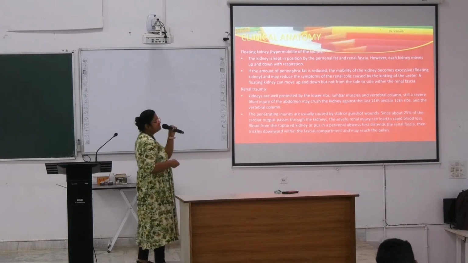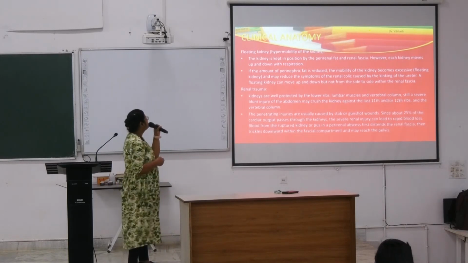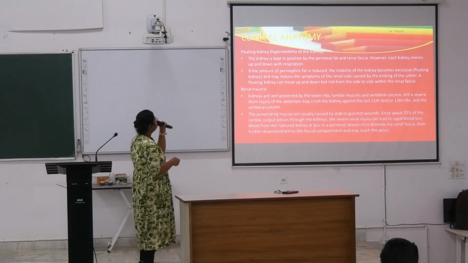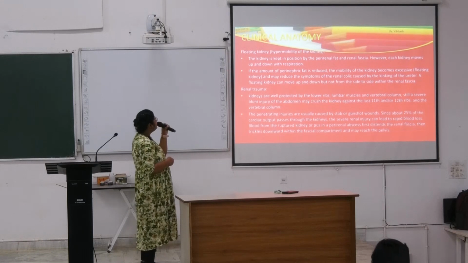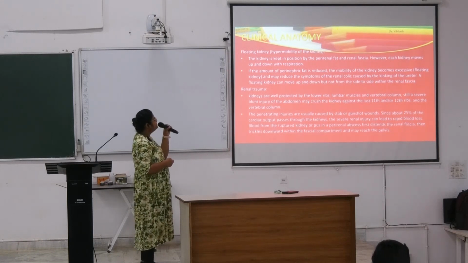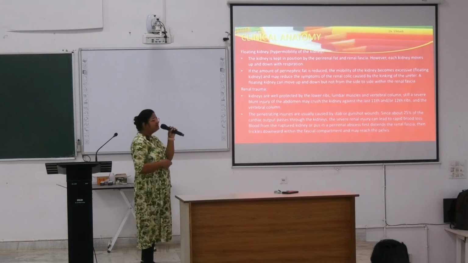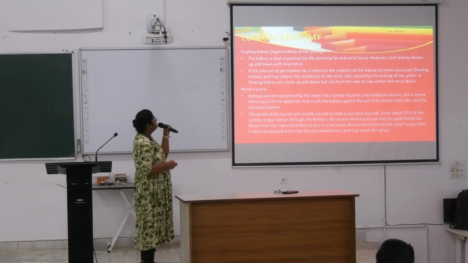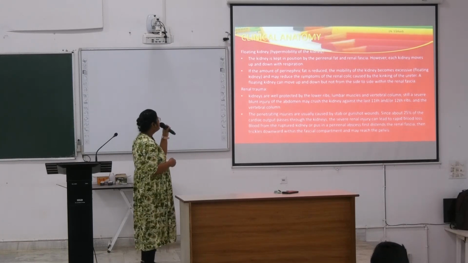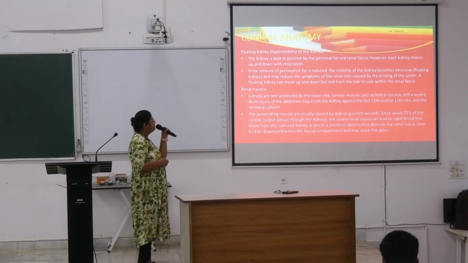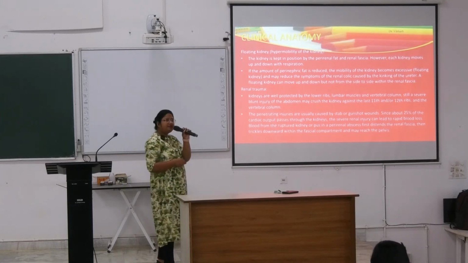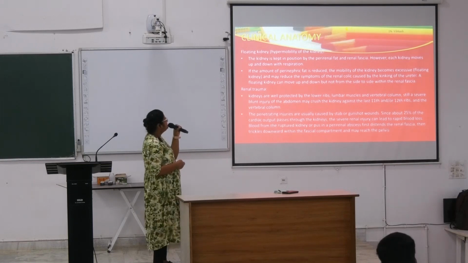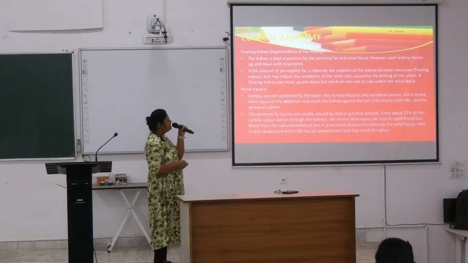these are clinical aspects regarding the kidney. Floating kidney. Floating kidney is hypermobility of the kidney. The kidney is kept in position by the perirenal fat and the renal fossa. However, each kidney moves up and down with respiration, normally moves. Okay? And if the amount of perinephric fat is reduced, one fat pad is lying around the kidney. So if this fat pad is reduced, the mobility of kidney becomes excessive.